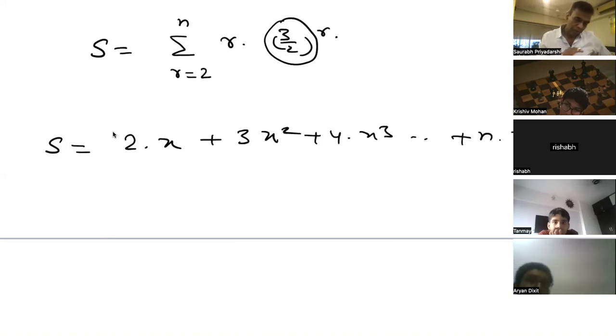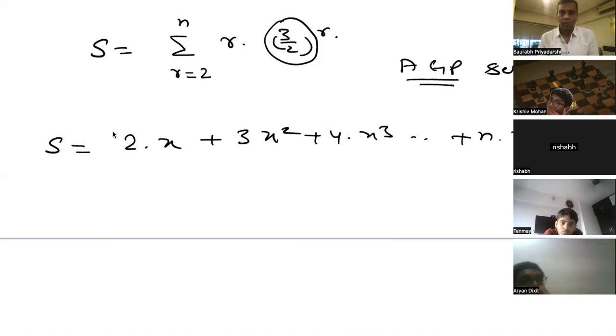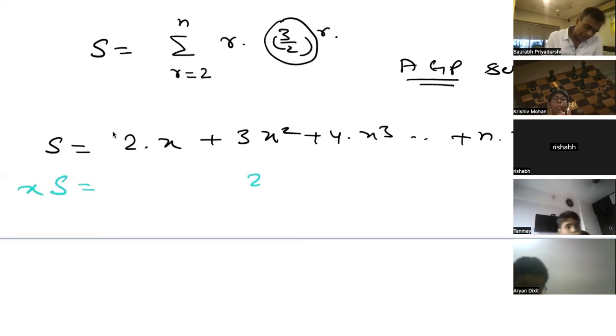Okay. So this is the AGP series. This series is known as AGP series, Arithmetico-geometrical progression. When I have to solve this, simply what I have to do is find the common ratio. What is the common ratio in this case? x. So multiply this x with S and write down this as n plus 1.